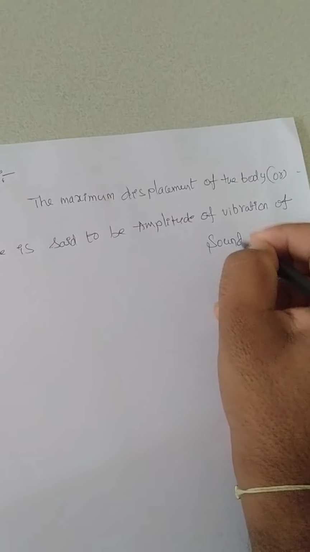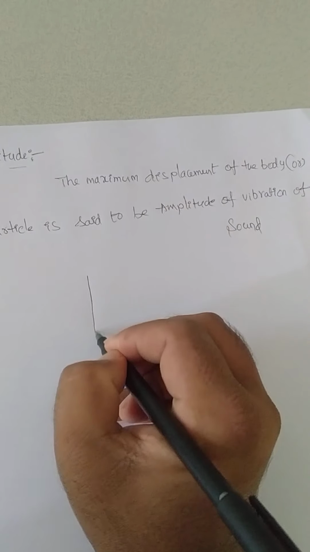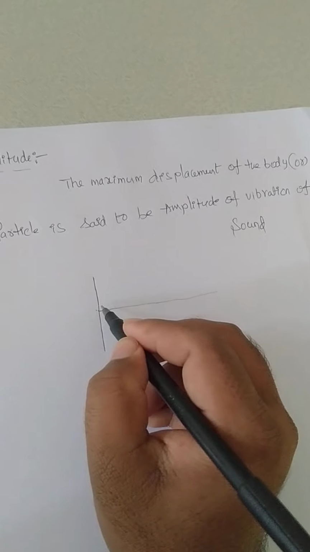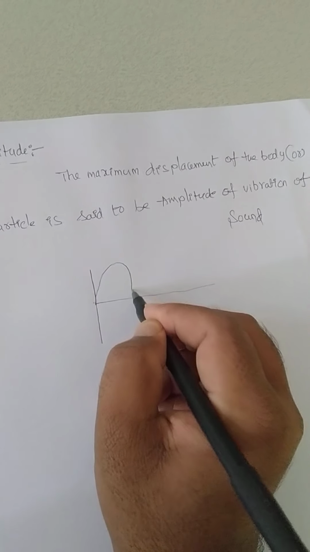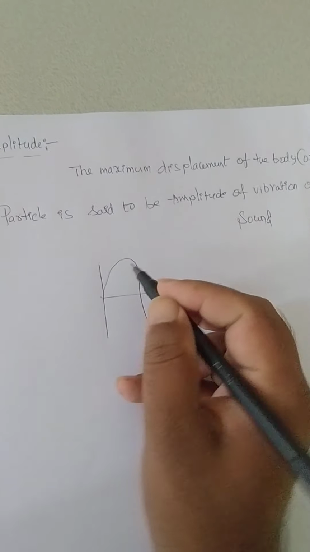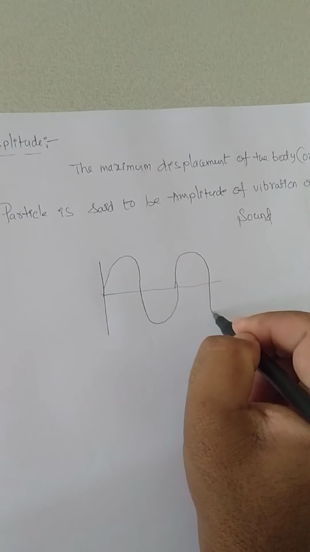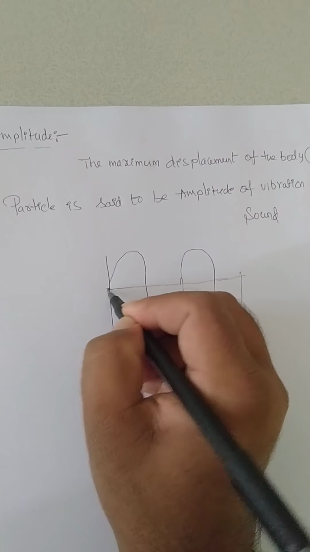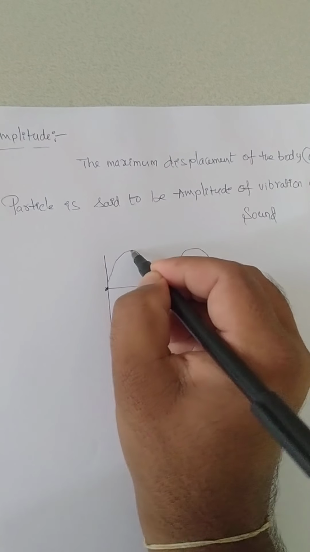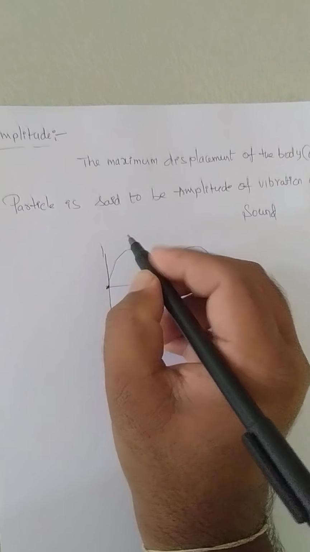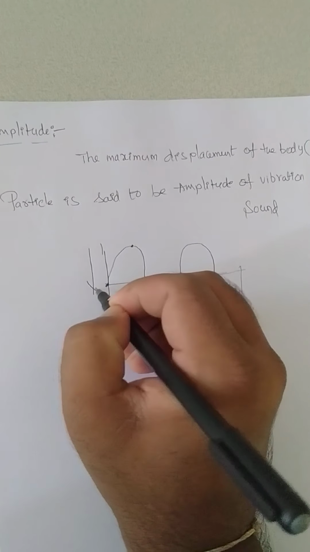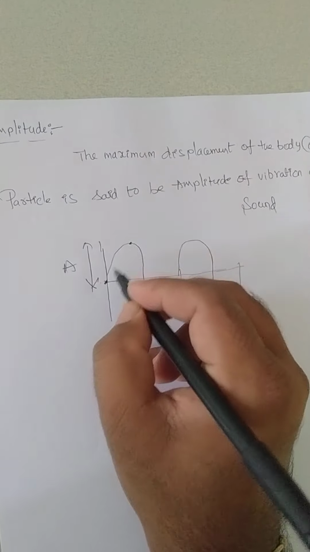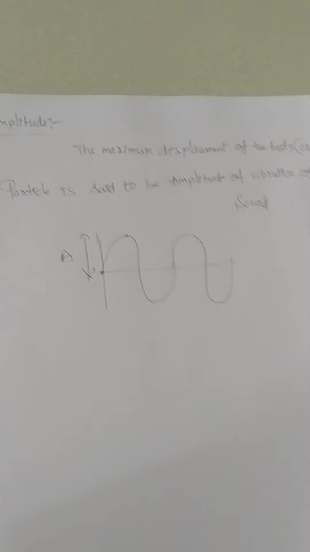So how can we take this amplitude? See, just I'm taking, sound travels in the form of a wave, right? So like this, it is a mean position actually, and it is the maximum distance covered by the particle, right? This we call amplitude. The maximum displacement of the particle from its mean position is said to be amplitude.